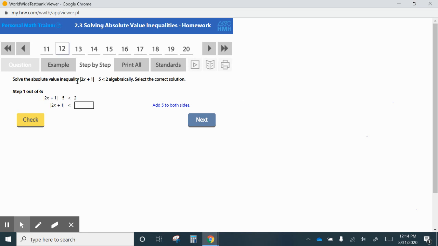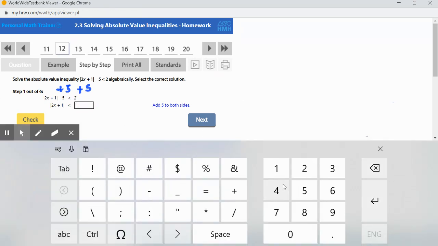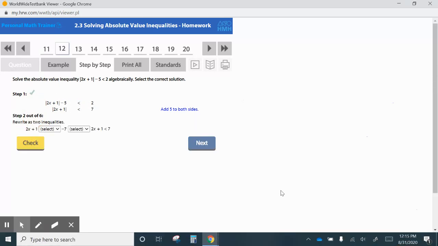So here they're adding 5 to both sides, putting it above since there's no space there. So really 5 plus 2 is 7. Okay. Okay. Now rewrite as 2 inequalities. Okay. So we have 2x plus 1 greater than negative 7. Now this is a less than, so this is an and statement. Now let's go back to the original. And statement. Okay.